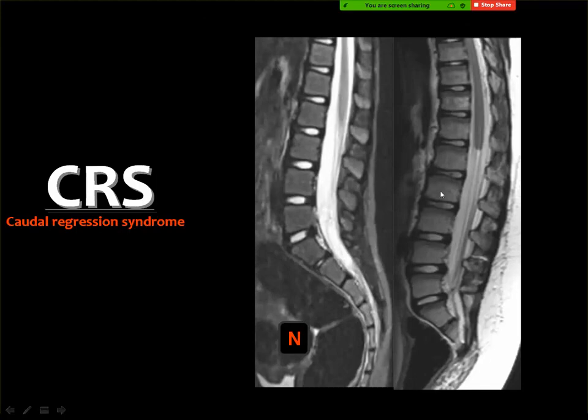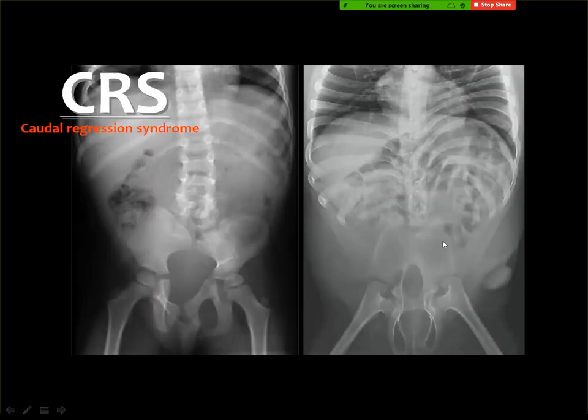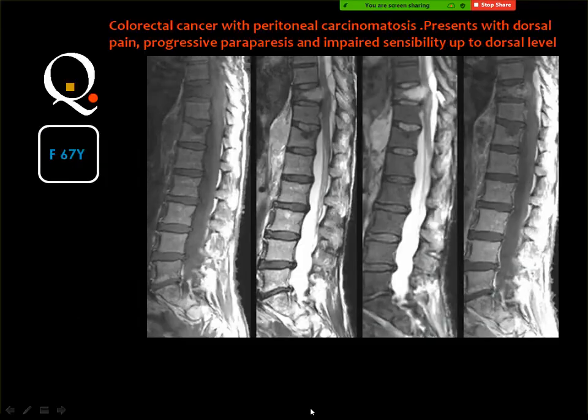And this is the difference between the pointed end of the conus, the normal pointed end, and the blunted edge of the conus in caudal regression syndrome. And here is the normal appearance of the sacrum, and here you can only identify two sacral pieces. And you know that regression above D10 is incompatible with life, but regression can extend up to the D11 vertebral body. And here you see the fusion of the iliac bones across the midline, and this is approaching total fusion. Next case.